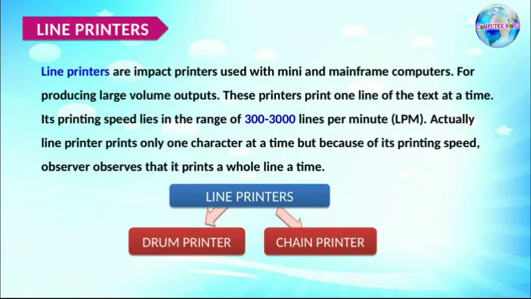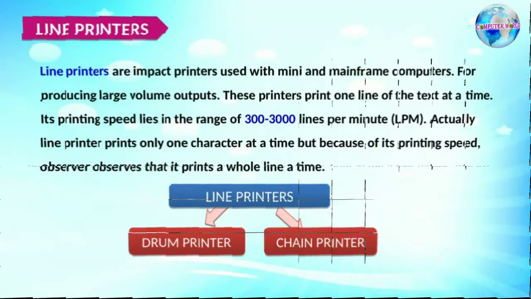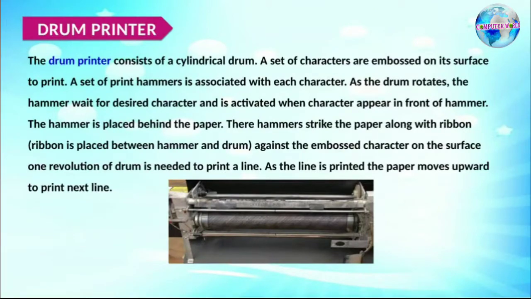Line printer is classified into two types, that is drum printer and chain printer. Drum printer. The drum printer consists of a cylindrical drum. A set of characters are imposed on its surface to print. A set of print hammers is associated with each character.